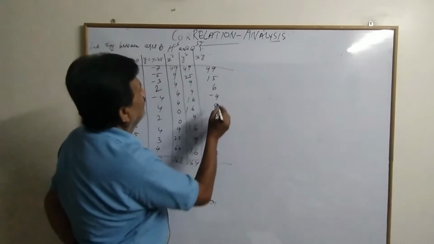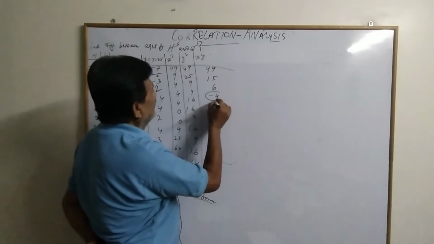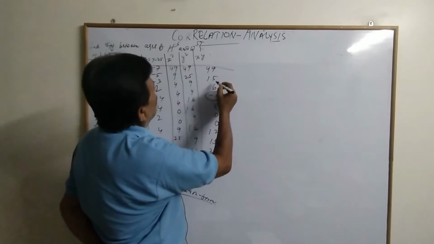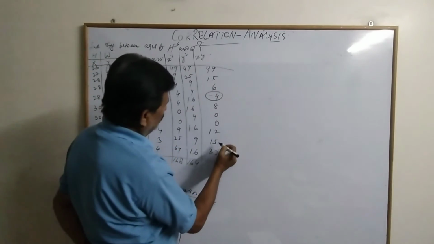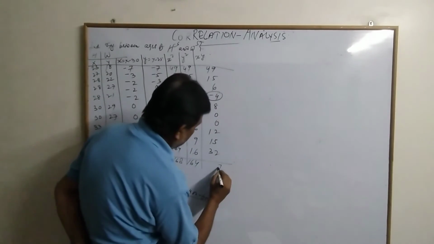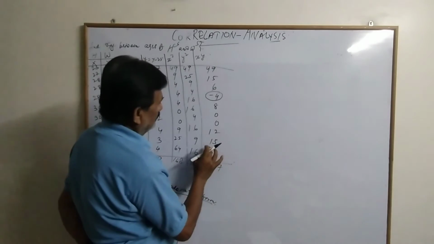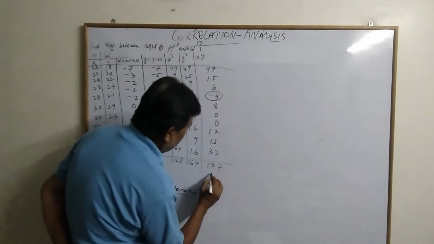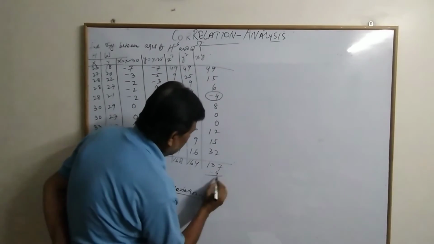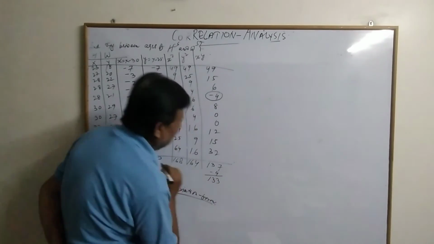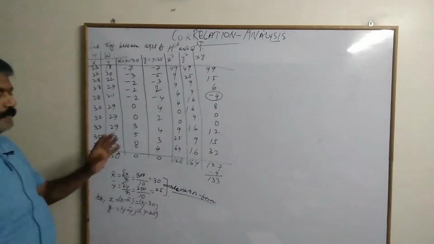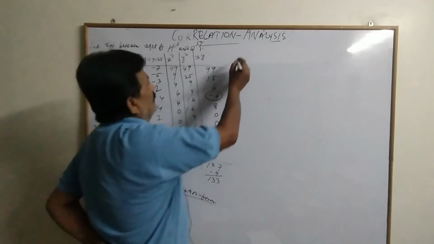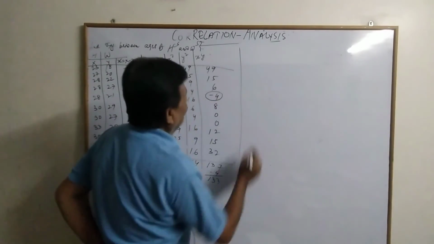164, and here the lone number is negative. Positive is 137, minus 4 has to be subtracted, so this is 133. This is what the table work is required to be done, and now you just calculate.